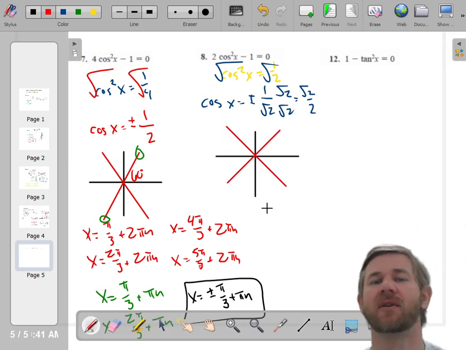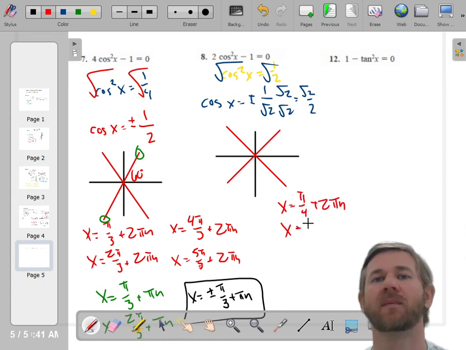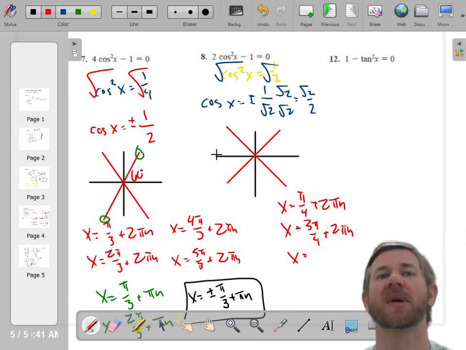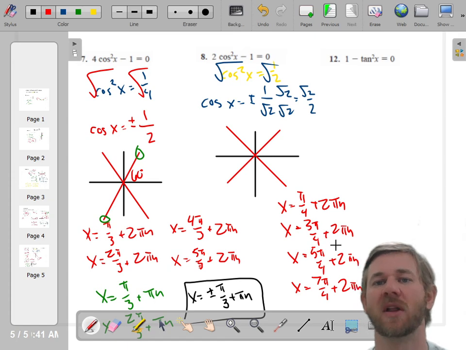So all the 45-degree reference angles, I would say that's pi over 4 plus 2 pi n, or let's see, 3 pi over 4 plus 2 pi n, 5 pi over 4 plus 2 pi n, or 7 pi over 4 plus 2 pi n. So there's listing them all out. Let's see how we can condense it.